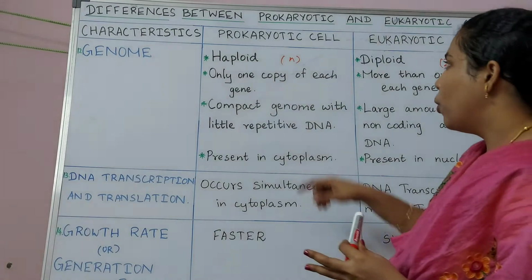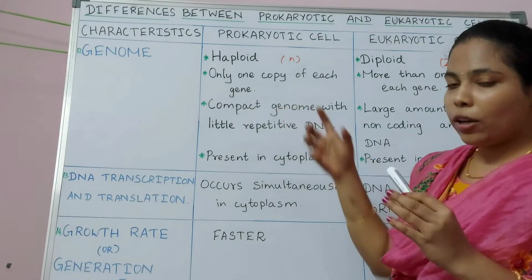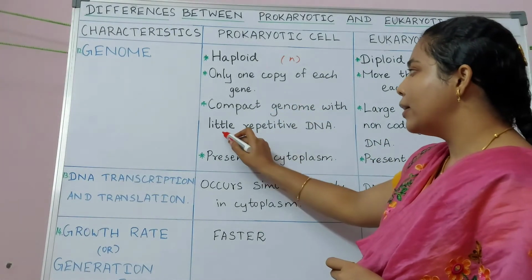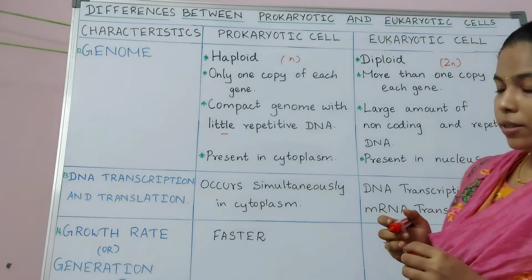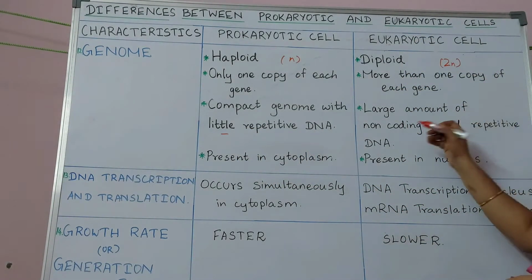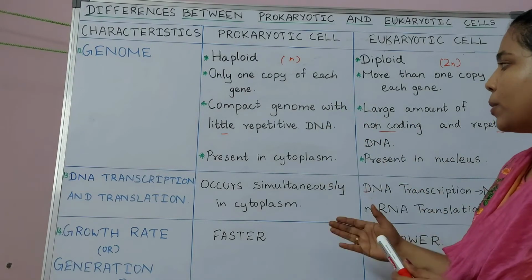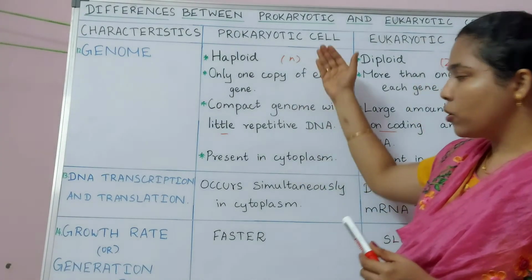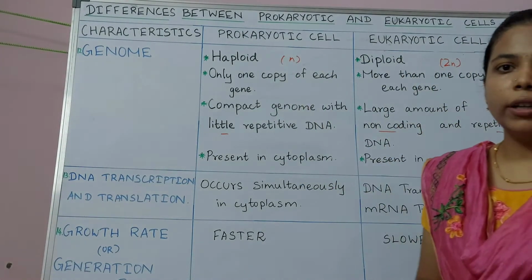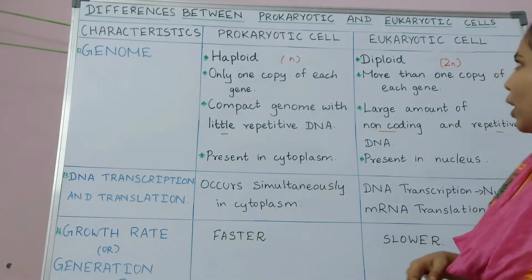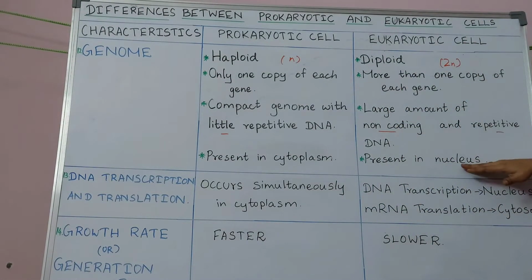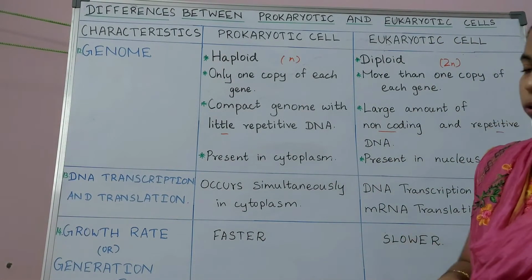And the genome of prokaryotic cell is very compact, that is, they have very little repetitive DNA sequences. But in case of eukaryotic cell, they have a large amount of non-coding and repetitive DNA. And this genome is present in the cytoplasm in case of prokaryotic cell because they do not have a well-developed nucleus. And this genome is present in the nucleus in case of a eukaryotic cell.